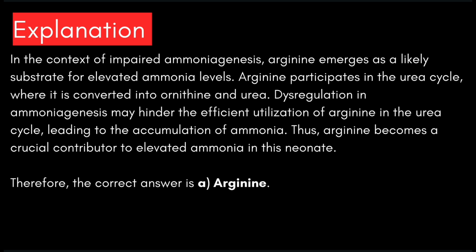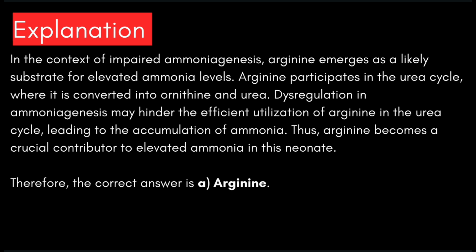In the context of impaired ammonia genesis, arginine emerges as a likely substrate for elevated ammonia levels. Arginine participates in the urea cycle, where it is converted into ornithine and urea. Dysregulation in ammonia genesis may hinder the efficient utilization of arginine in the urea cycle, leading to the accumulation of ammonia. Thus, arginine becomes a crucial contributor to elevated ammonia in this neonate. Therefore, the correct answer is A, arginine.